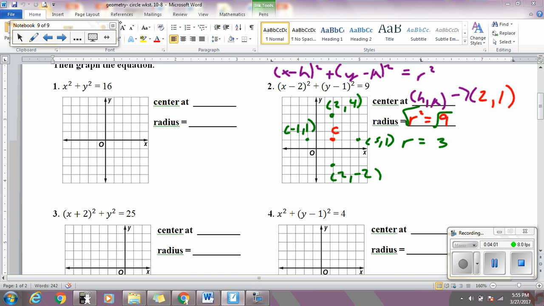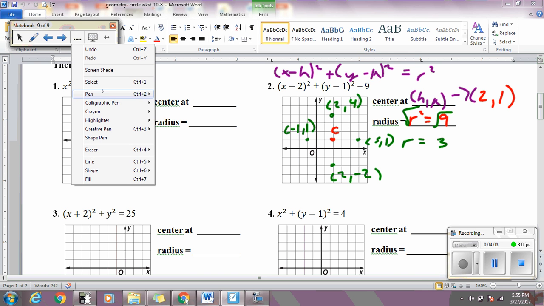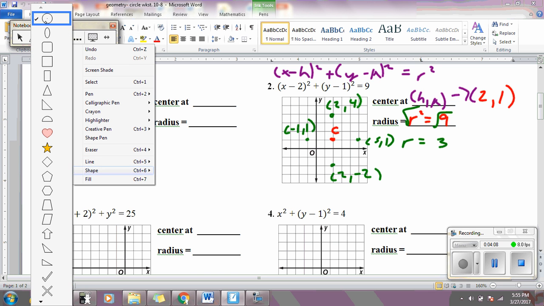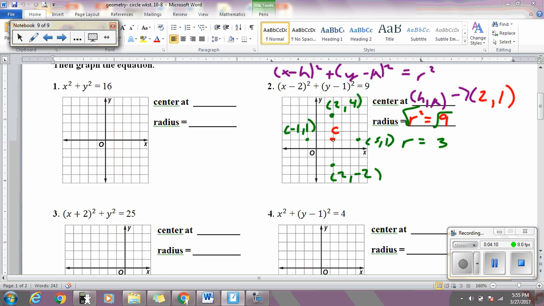Now that we have 4 good points, you need to draw a circle to the best of your ability. Hopefully my shape tool will cooperate. And bam, there's a circle. So the circle graph is now complete. I have my center point where it's supposed to be, and then I have 4 good points labeled around the circle. I expect you to do the same thing on number 4.